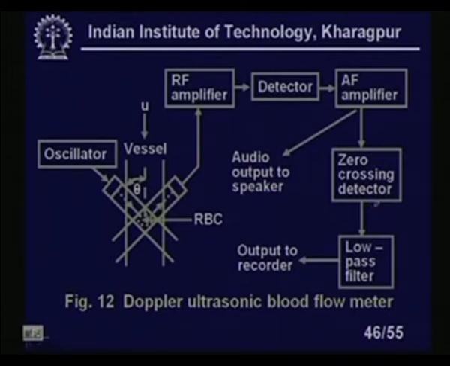And we have a zero crossing detector, then a low pass filter, then we can get the output recorder, because here I will get a signal. Here I am getting audio signals, and here I am getting an electrical signal again, which can be recorded, right.